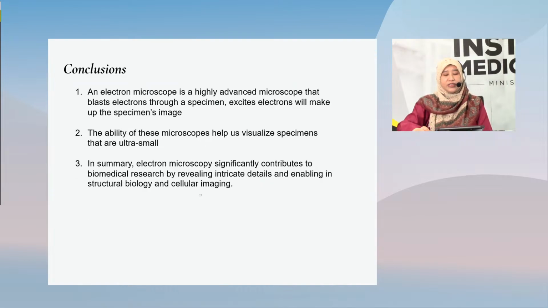Okay, in conclusion, EM is a highly advanced microscope that blasts electrons into the specimens and transmits electrons or excites electrons which make up the specimen image. This ability of the microscope helps us to visualize specimens that are ultra small. In summary, EM significantly contributes to biomedical research by revealing details and enabling structural biology and cellular imaging. With that, I end my presentation.